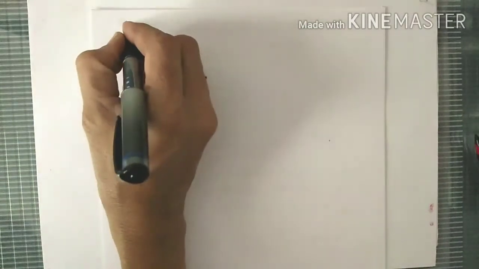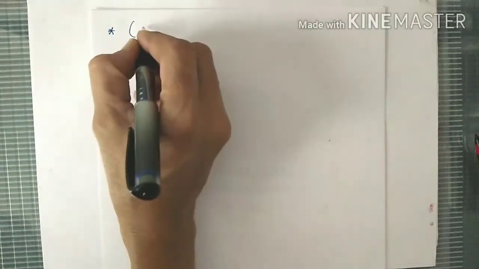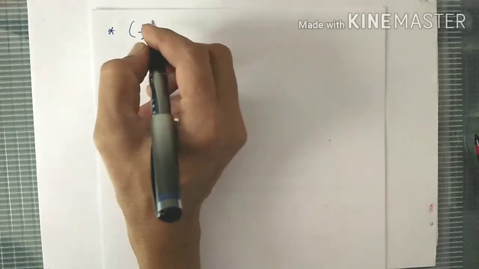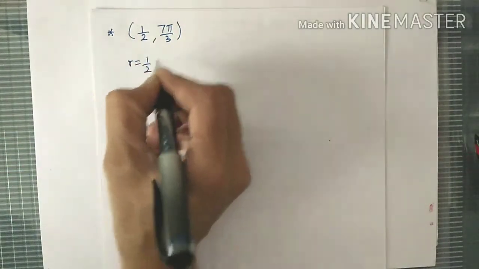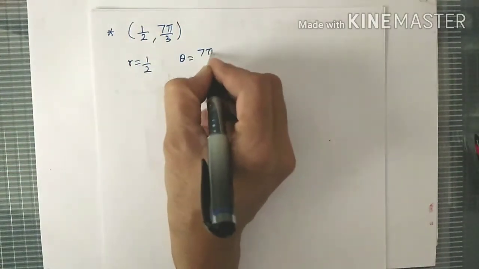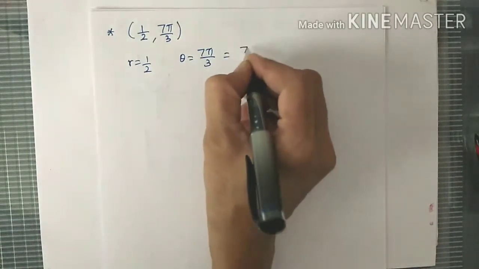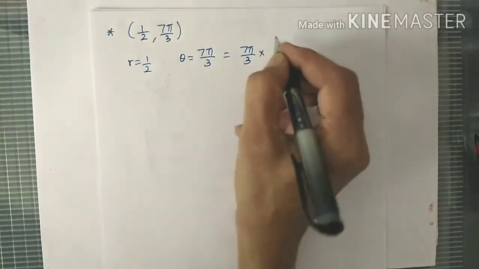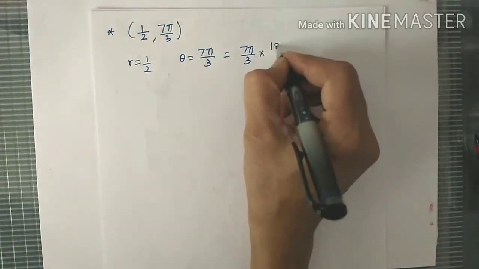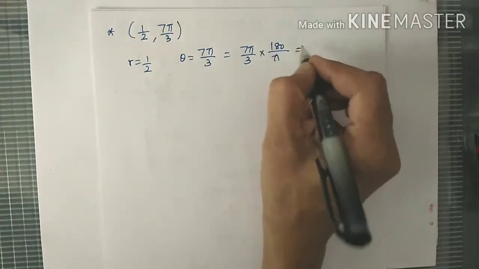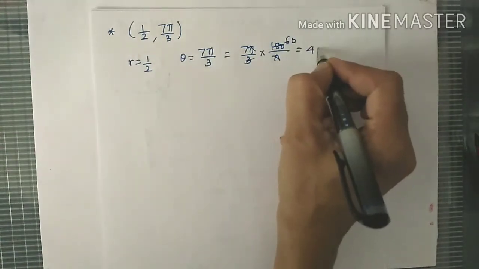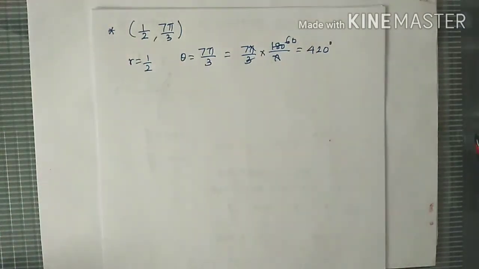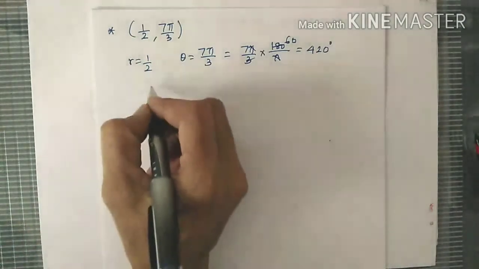Let's take one more example. Polar coordinates are given as half, 7 pi by 3. So r is half and theta is equal to 7 pi by 3. If we convert into degree measure, we multiply by 180 upon pi, and the pi gets cancelled. This is 60, so 7 times 60 is 420 degrees. So theta is given as 420 degrees.